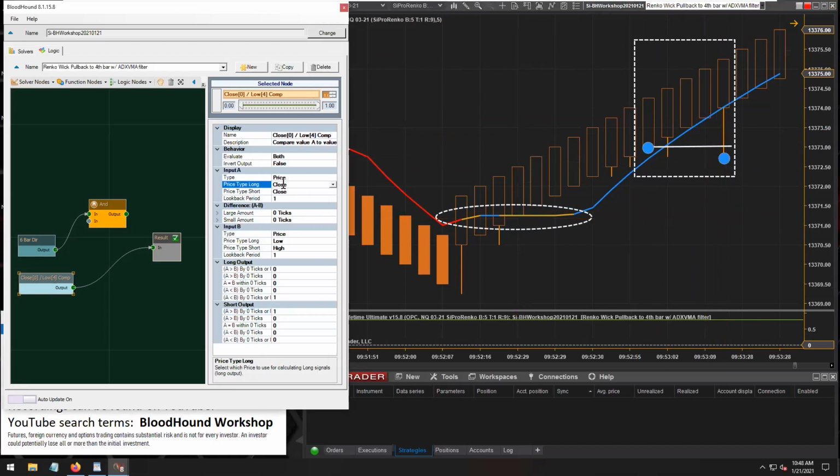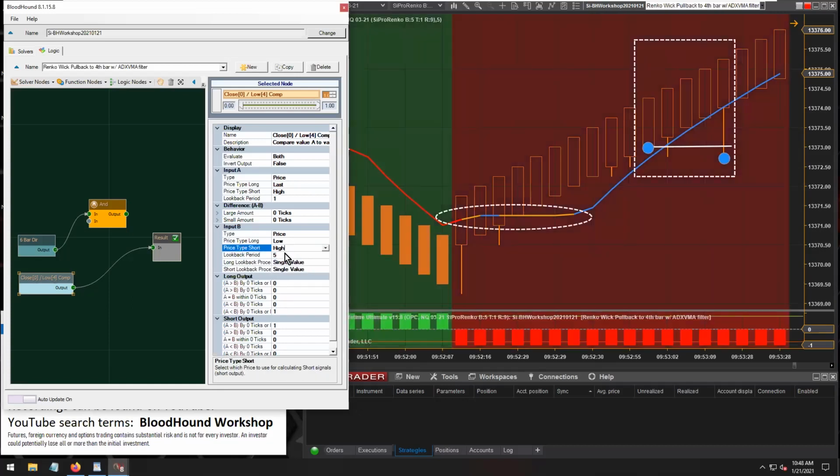So instead of using the closing price, I'm actually going to use the low and/or the high prices here. And the last thing I forgot to do here is for input B, we want this to be 4 bars back. So I'm going to take 4 and add it to our look back period of 1. That'll give me a look back period of 5. There we go. And let's see here. Oh, I set this to the last price. Sorry. Let's set this to the low price.